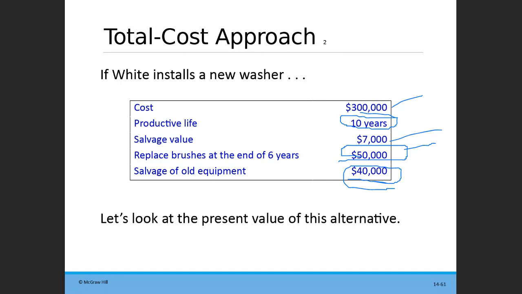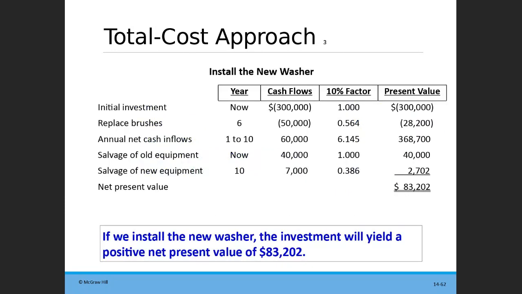So let's look at this. Here's your initial investment. Of course, no discount because this is today. We have a cash flow out of 300. Replace the brushes in year 6, so you'd have to look up year 6 at 10%, and you get this factor. So we'll have this cash flow out of 50,000, but its net present value is 28.2.